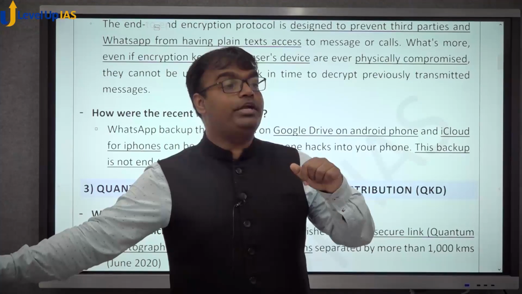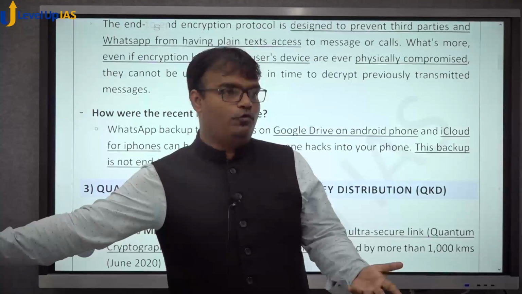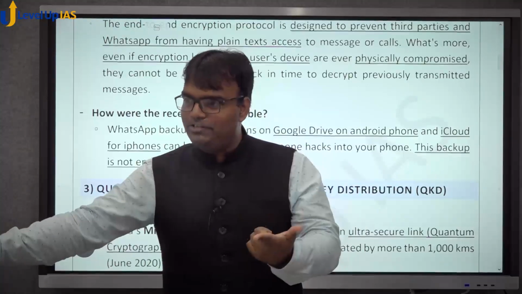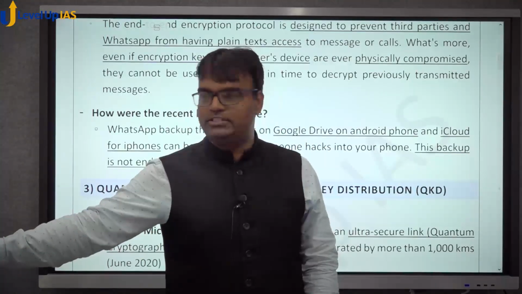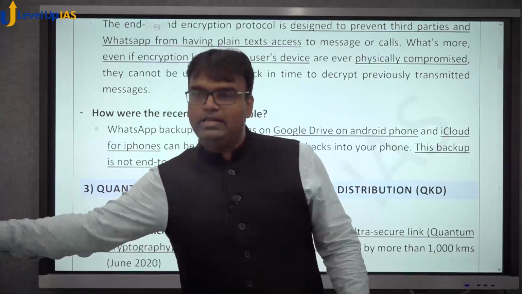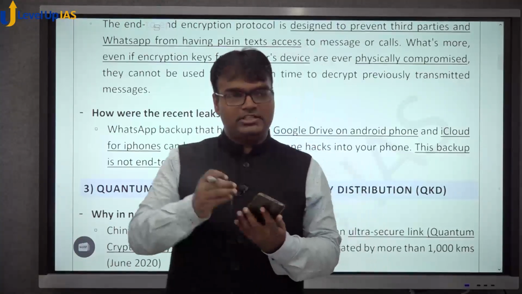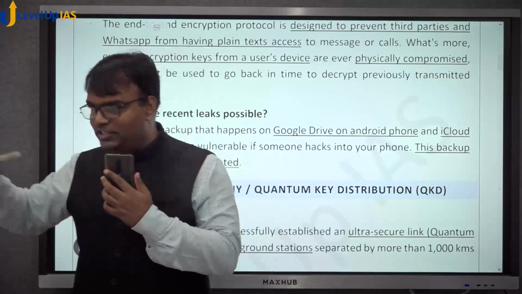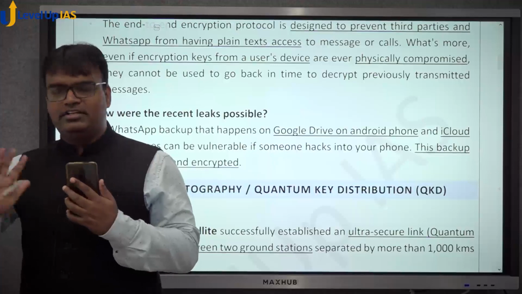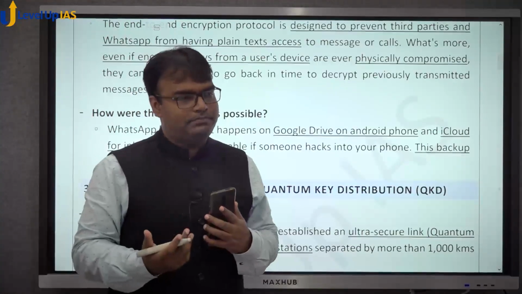If someone can hack into your phone, encryption is taking place in your phone, decryption is taking place in your phone, then someone would be able to get your messages. But in end-to-end encryption, when the message is being transmitted from this computer to the other person's computer, if someone reads the message in between, that person would not be able to decrypt it.